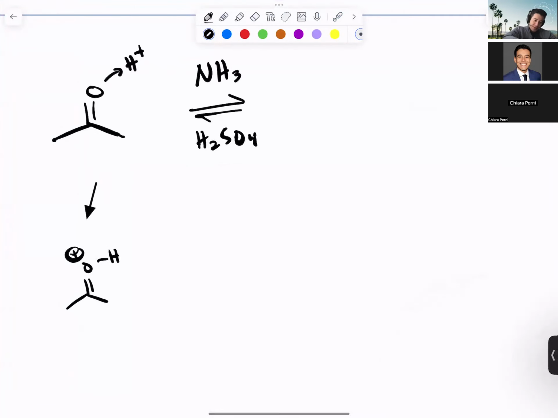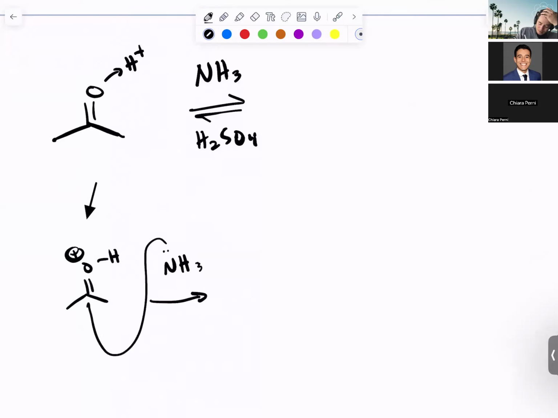Okay, we got that. Now what? So then we're going to have the NH2 attack the positive carbon, and then that's going to give us something, and then we're going to have the electrons push up too. So then we have a neutral OH, and then we have an NH3 plus. Good.